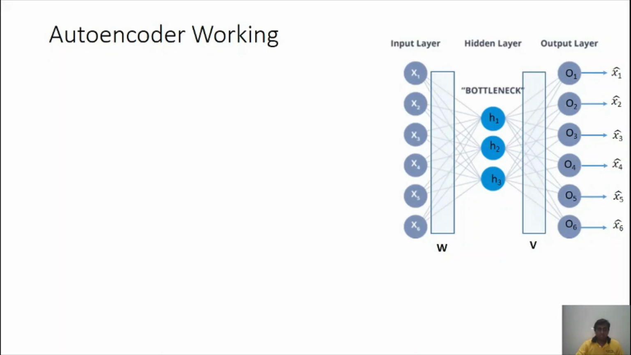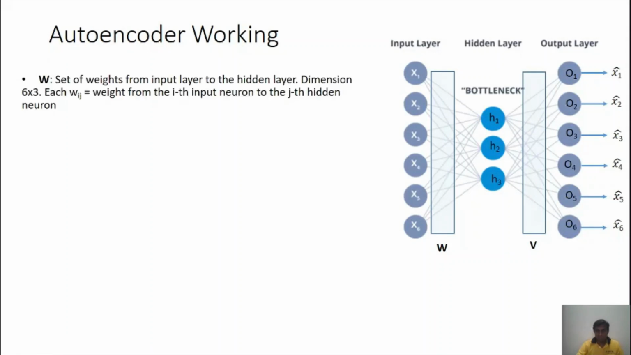Okay, so let's start with how a typical autoencoder works. You can see the figure on the right hand side. You will find that it is a typical fully connected neural network that you have already seen in previous classes. And as you can see, the number of neurons in the hidden layer is smaller than either the input or the output. That's why it is sometimes referred to as the bottleneck also. And it is this layer which learns the compressed representation of the input.